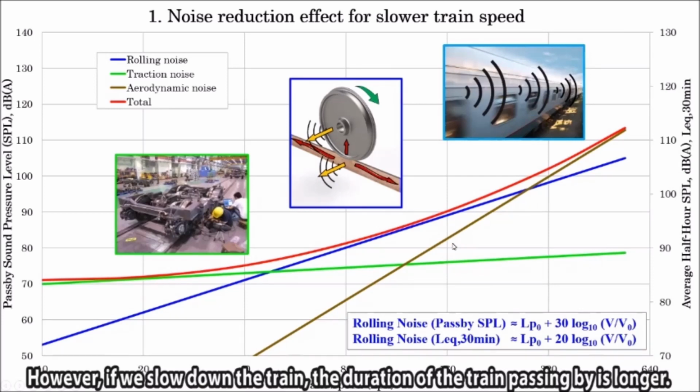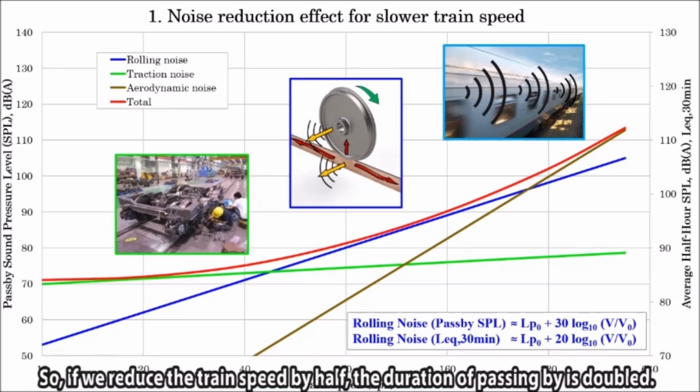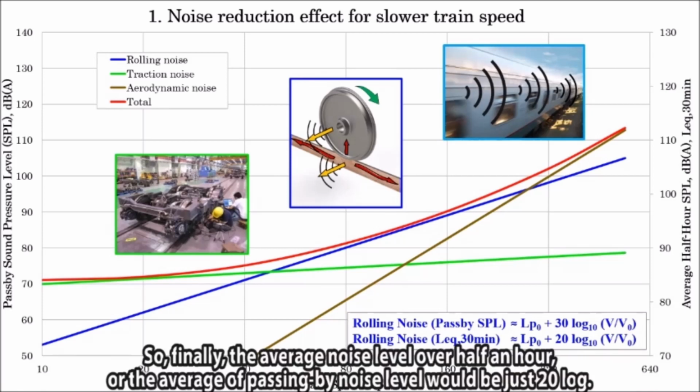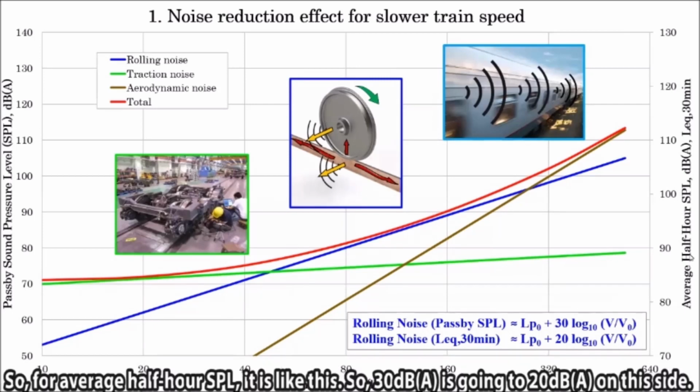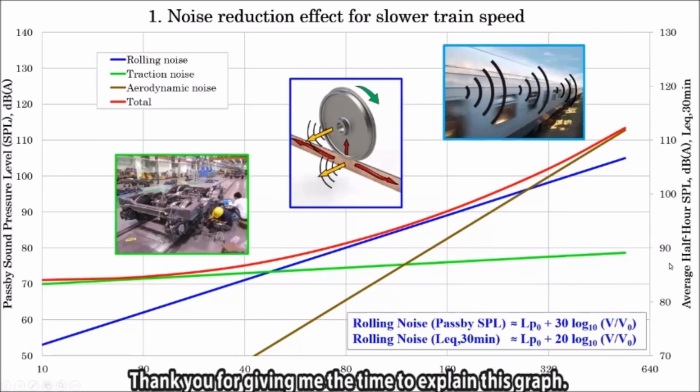However, if we slow down the train, the duration of the train pass-by is longer. So if we reduce the train speed by half, then the duration of the pass-by is double. So finally, the average noise level, or the average over half an hour, or the average pass-by noise level, would be just 20 log. So for the average half-hour SPL, it is like this. So 30 dB is equal to 20 dB on this side. Okay, thank you for your time for me explaining this graph.